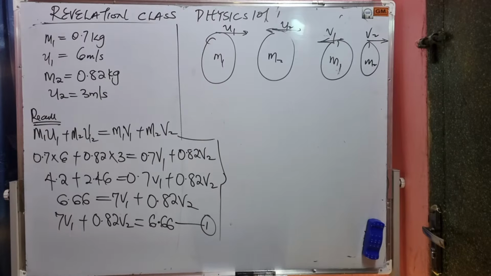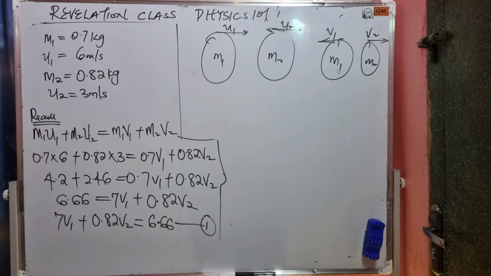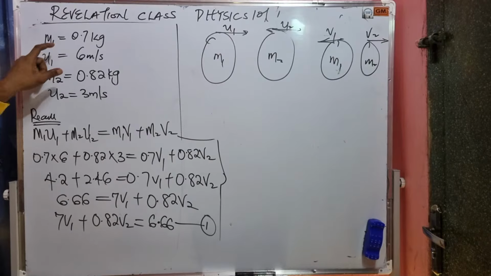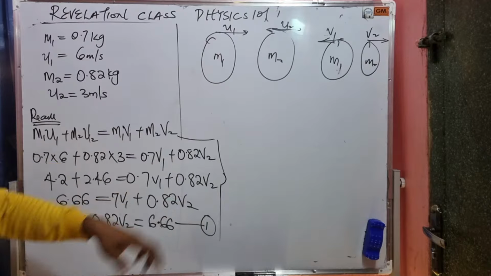0.82 multiplied by 3 is 2.46. So 2.46 plus 4.2 is 6.66. So we are correct. So here we have m1 v1 plus m2 v2, that is 0.7 V1 plus 0.82 V2.